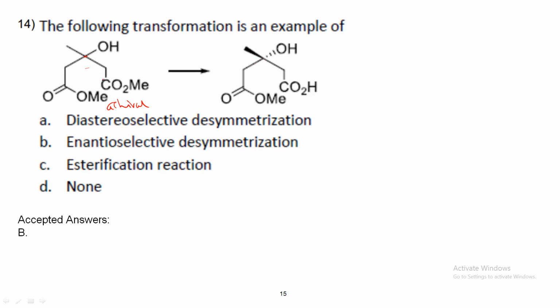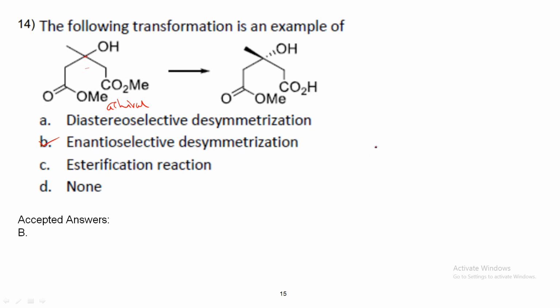So in normal condition, if we do this kind of hydrolysis, you would generate a racemic compound, as the stereochemistry of this center cannot be fixed, because it is a chiral molecule anyway. So you need to do an enantioselective desymmetrization for this kind of transformation. So that's why the right answer would be B, because of the stereoselectivity.